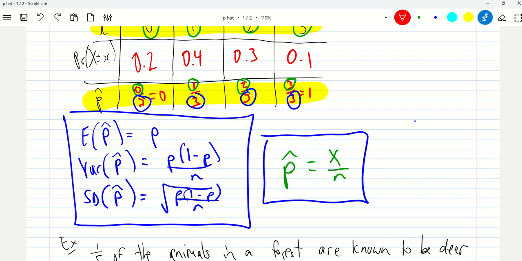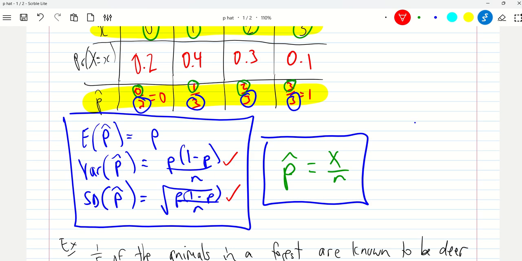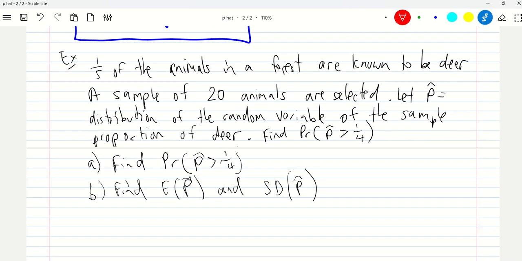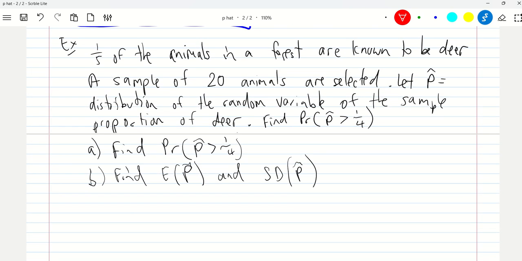The variance, again, we're just dividing by n, because just like we said here, we divide by n to find p hat, so the variance also divides by n. And the standard deviation, as per normal, is just the square root of the variance. So a couple of helpful things in there that we'll use in this next example. Let's have a look at this. You've got a forest, and 1/5 of the animals in that forest are known to be deer.